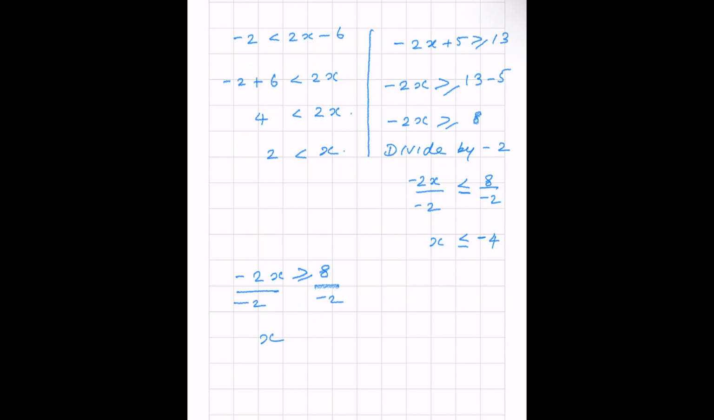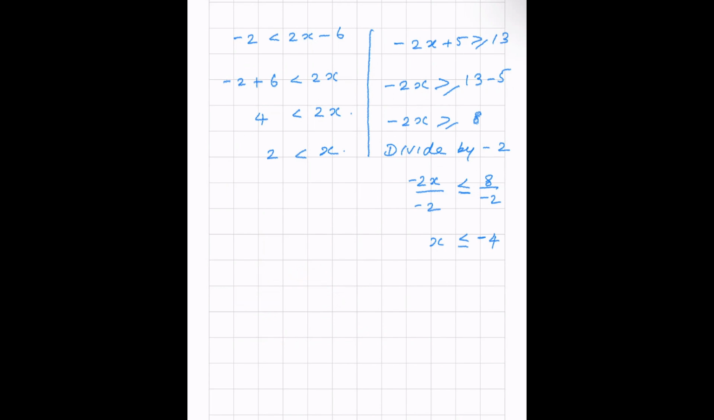Got it? When dividing or multiplying by any negative number, the inequality sign needs to be reversed. So greater than or equal to becomes less than or equal to. That is the meaning of the inequality sign reversing. Greater than symbol will become less than symbol. Greater than or equal to will become less than or equal to. That's what we have done here.